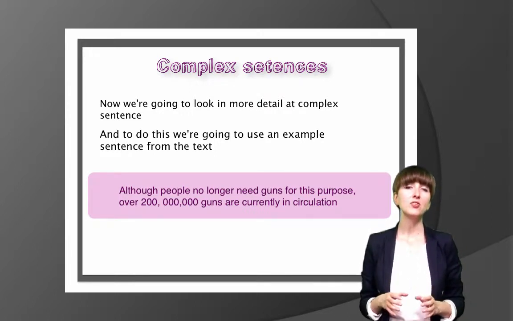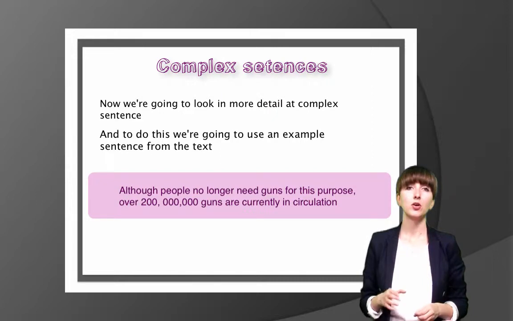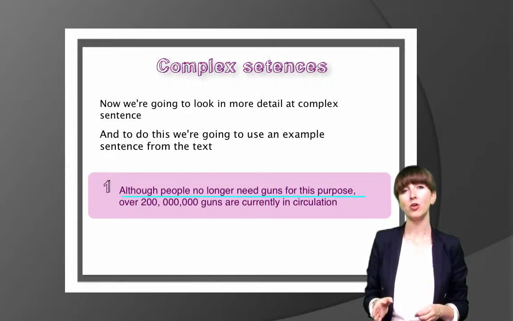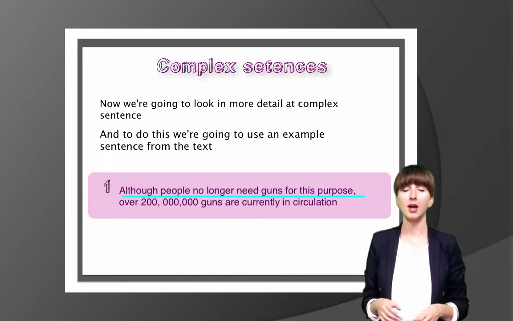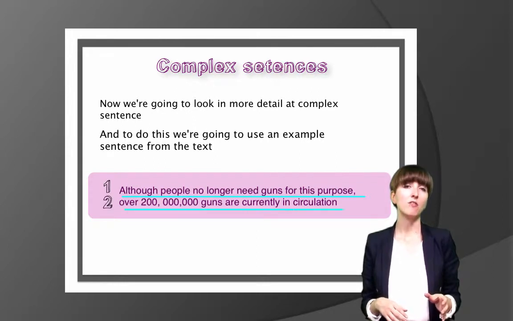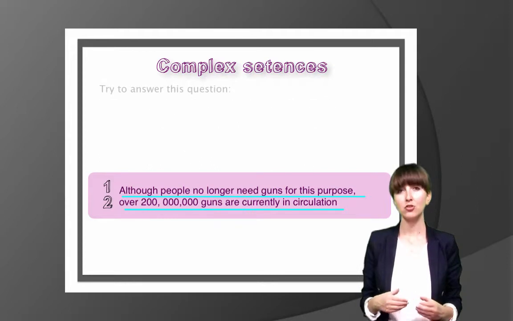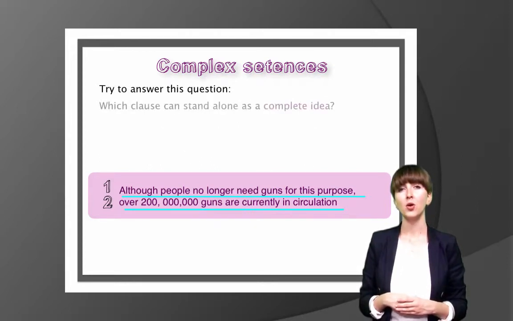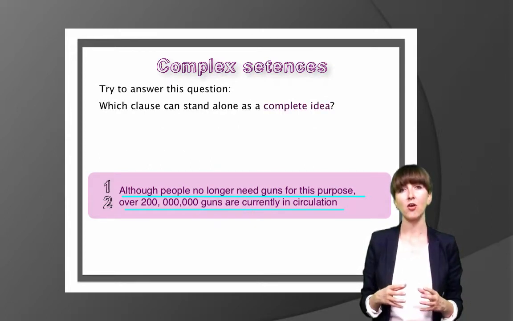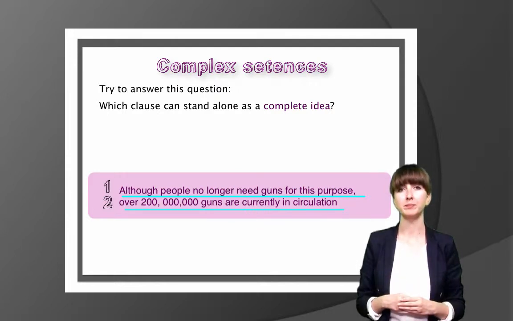Now this sentence can be split into two clauses. Clause 1, although people no longer need guns for this purpose, and clause 2, over 200 million guns are currently in circulation. Try to answer this question. Which of these clauses could stand alone as a complete idea?